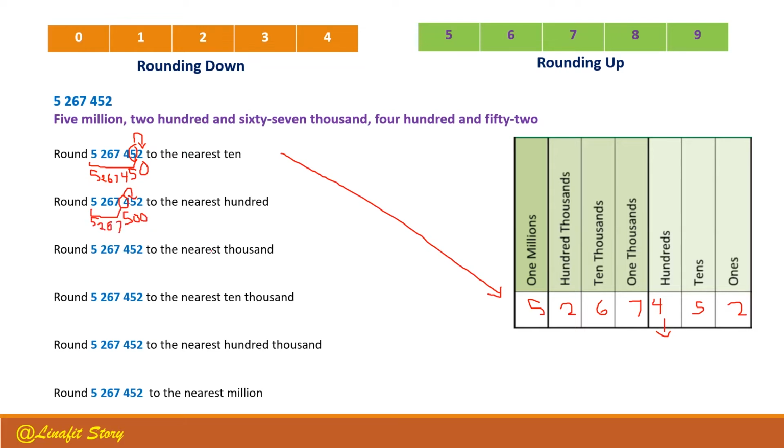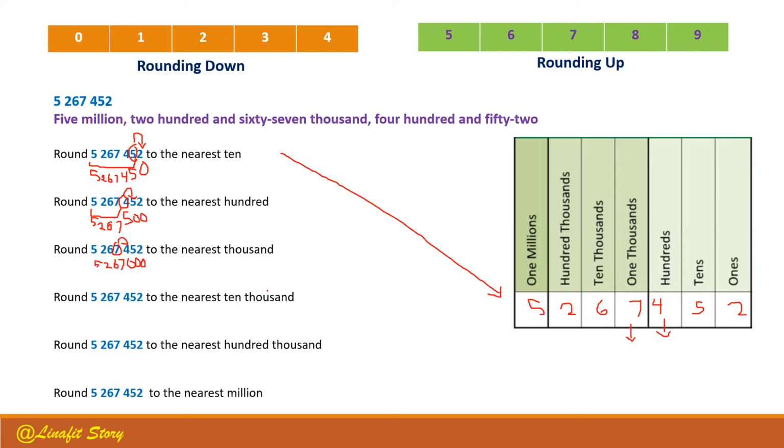Next, to the nearest thousand. Thousands is the digit 7. After 7 is 4, so round down. This one becomes zeros. This 7 remains unchanged. And you just copy 5, 2, 6.